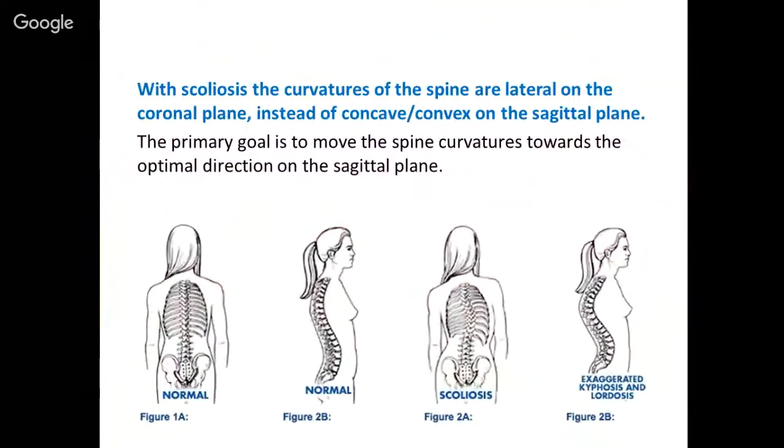So with scoliosis, the curvatures of the spine are lateral on the coronal plane instead of concave and convex on the sagittal plane. So the primary goal is to move the spine curves towards the optimal direction on the sagittal plane. That is a big, overall guiding principle that we need to keep in mind.